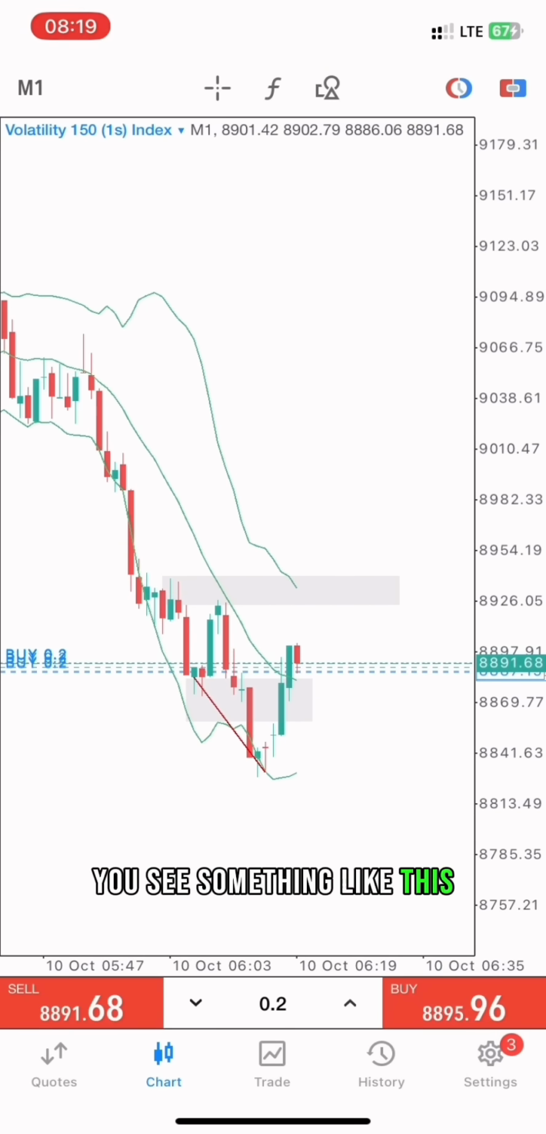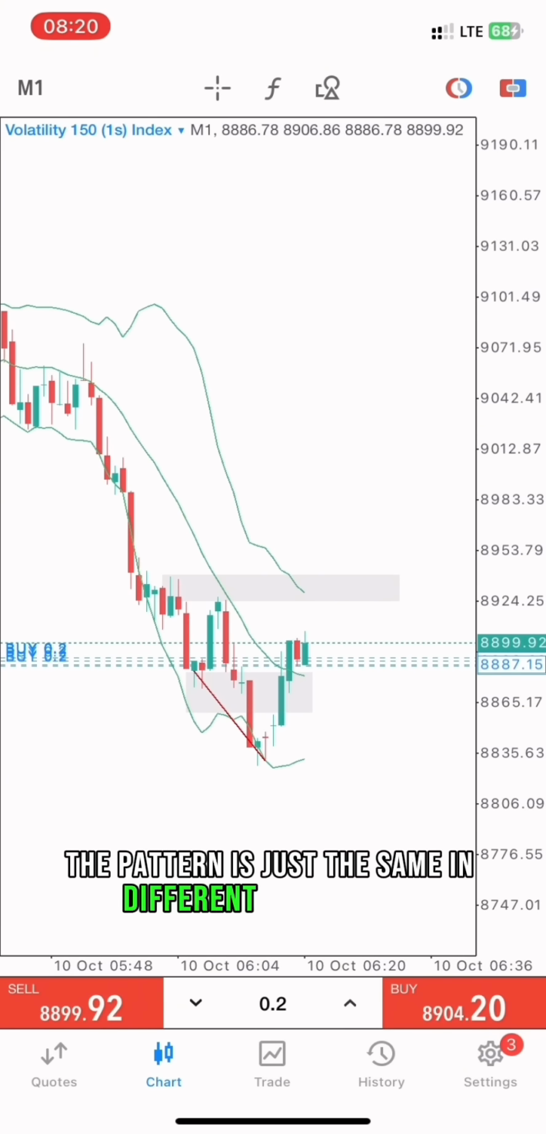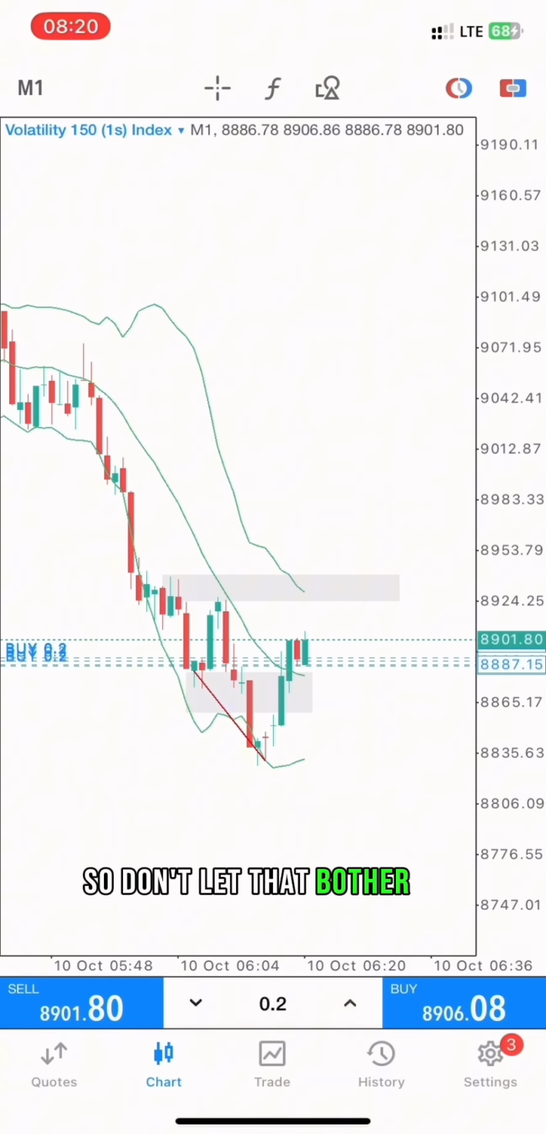You can trade the 1 minute time frame. I can trade the 5 hour. I can trade the 5 minutes, the 15 minutes, the 1 hour, the 4 hours. The pattern is just the same in different time frames, so don't let that bother you.